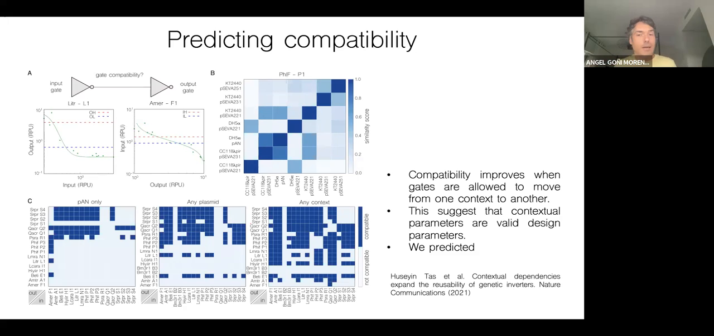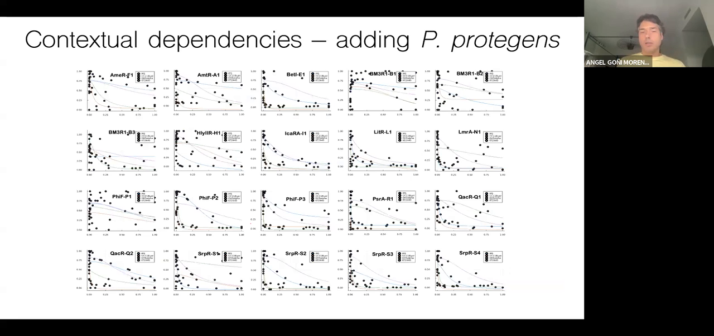You can design with the context. Given a function, if you don't like that function, you might as well try to fine-tune the context instead of saying, okay, let's throw this genetic gate to the bin and build another one because it doesn't work. Okay, so the context can be used to design and to fine-tune.